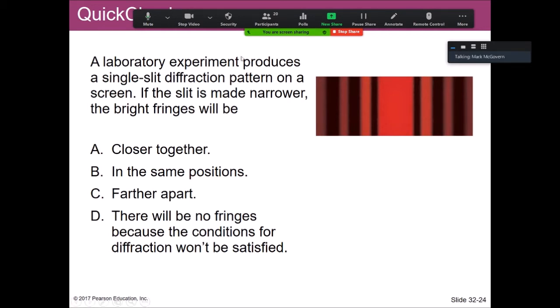Okay, so a laboratory experiment produces single slit diffraction on a screen. If the slit is made narrower, if you could imagine that, the bright fringes will be what? What do you think, based on the equation? Now, to remind you, theta equals p lambda over a. Let me know what you think. Letter in the chat.